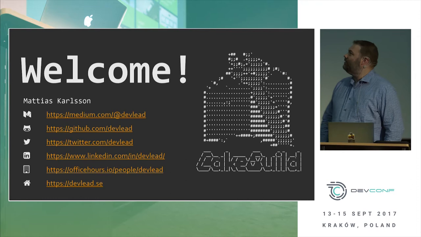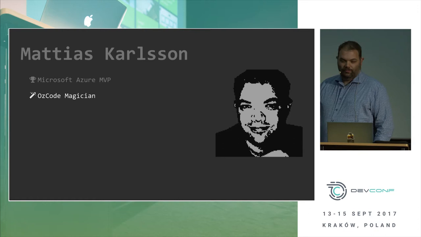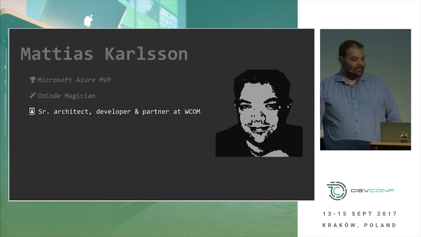And about C# automation. So first of all, who am I? I'm Mattias Karlsson. I'm a Microsoft Azure MVP. I'm also an Auscode magician, which means I work with the Auscode community program. I'm also a senior architect, developer, and a partner at a small company in Gothenburg, Sweden, called Vika. They work both with development and operations.